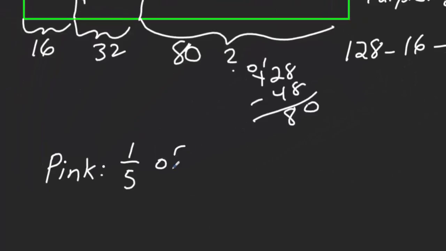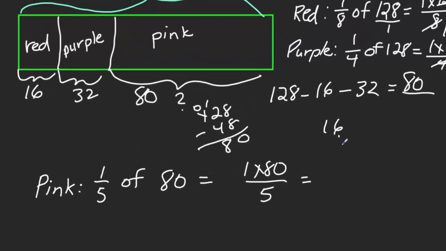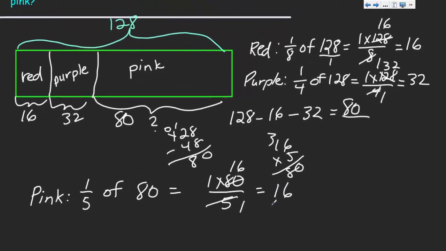1/5 of 80 is going to be equal to 1 times 80 over 5. So 80 divided by 5. Did we do that one before? 16. I think that's right. 16 times 5, yes, it is. So I'm going to divide a factor of 5 out of 80 and get 1, and a factor of 5 out of 80 and get 16. So 16 of the flowers are pink.